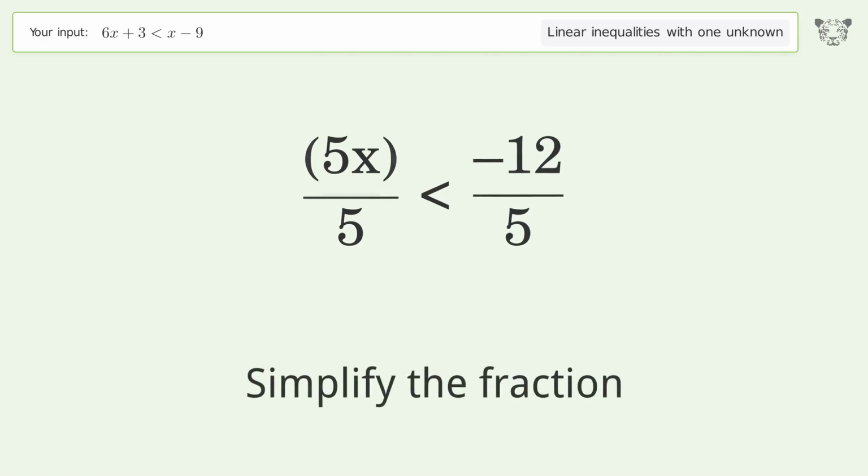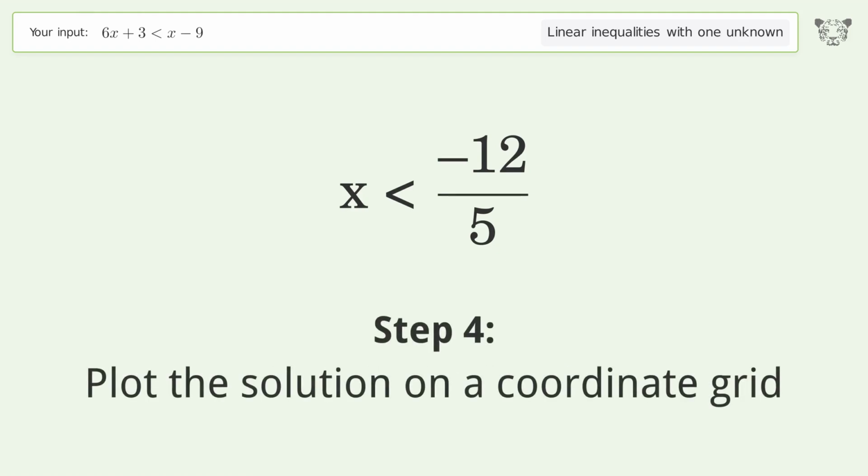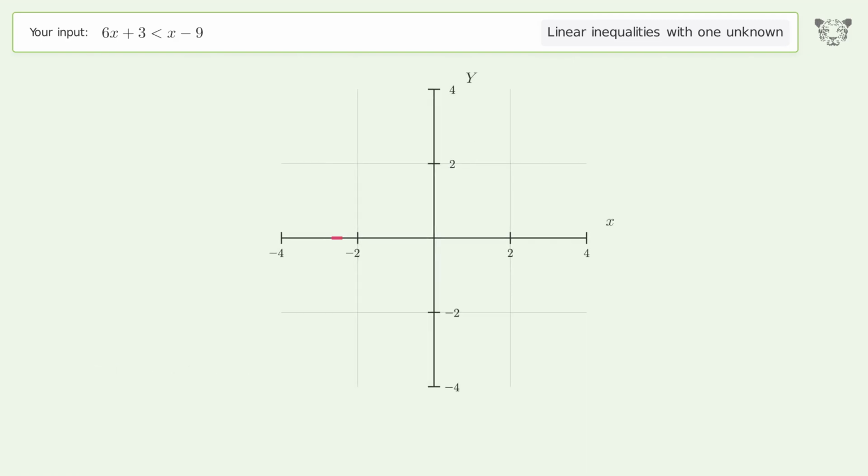Simplify the fraction. Plot the solution on a coordinate grid. And so the final result is x smaller than -12/5 smaller than -22/5.